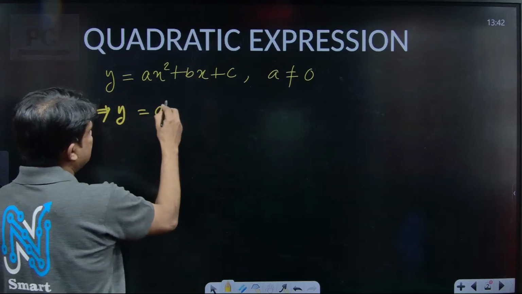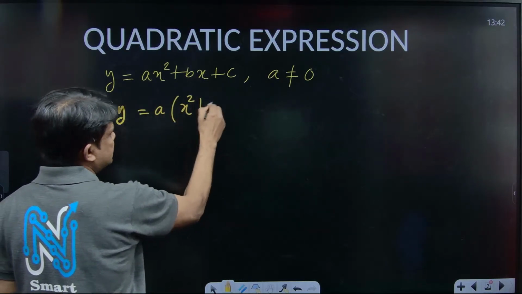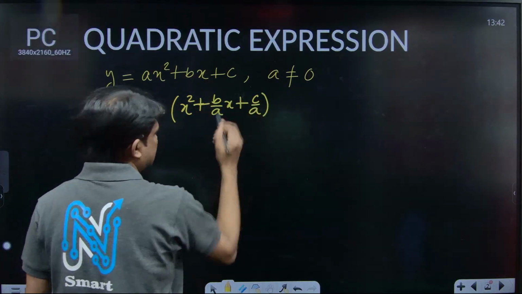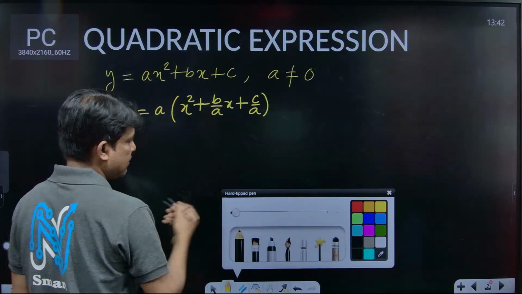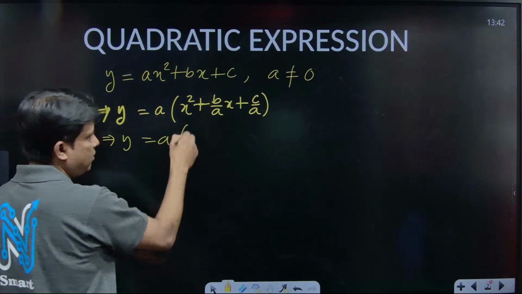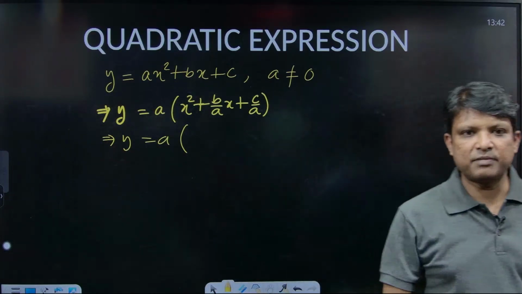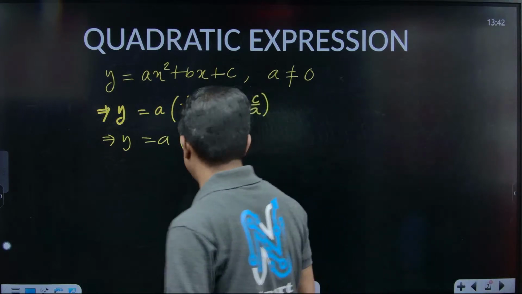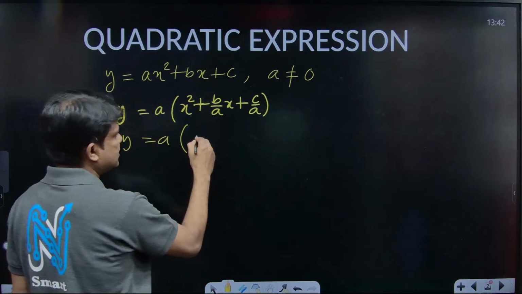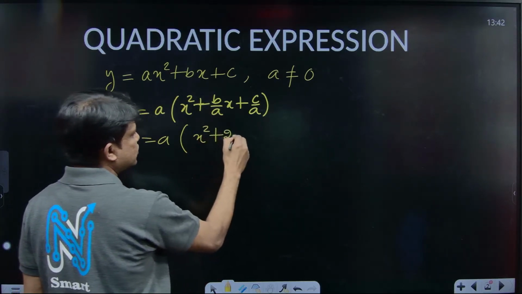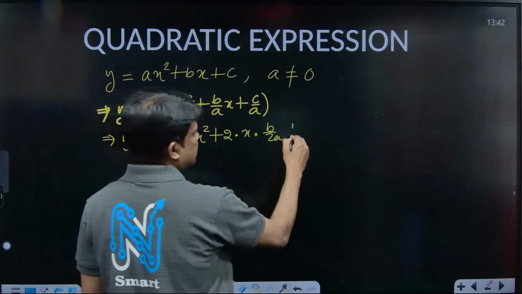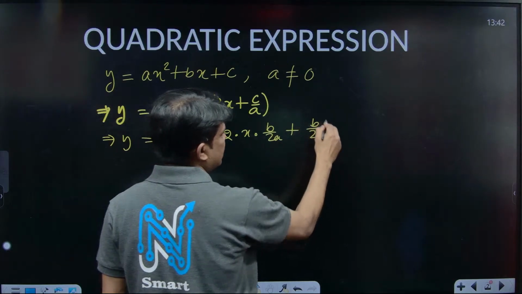Taking a common, y equal to a into x square plus b by a x plus c by a. This is our quadratic form. Now we complete the perfect square. Completing the perfect square, as we learned last class, means we complete it in perfect square form, plus or minus some constant. So this is x square plus 2 into x into b by 2a plus b by 2a whole square.